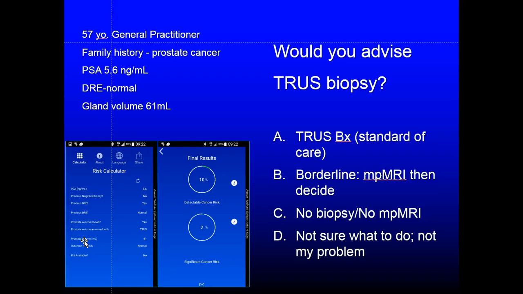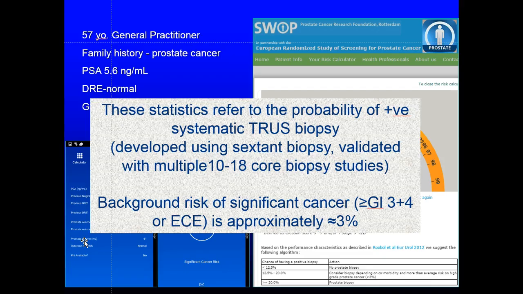And he's a general practitioner who has a raised PSA, a family history, normal DRE, has a volume of 61 ml. So, would you advise biopsy, a TRUS biopsy, on the basis of this? Now, if you look at the all cancer detection risk, it's 10%. A significant cancer detection risk of 2%. Well, if you look at the recommendations, this patient doesn't qualify for a biopsy at this stage.